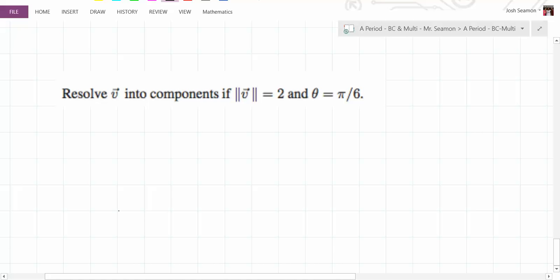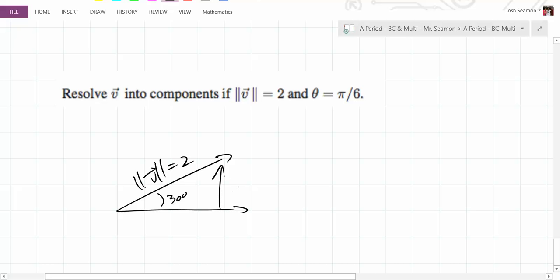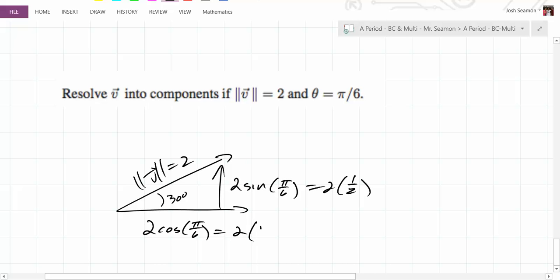So what are you looking at? You have pi over 6 from the horizon. What is pi over 6 in degrees? 30 degrees. And what's our magnitude of this vector here? 2. Nice. So if we want the vertical component, work backwards a little bit for me. 2 times sine of what? Thank you. And what is this going to be? 2 times cosine of pi over 6, exactly. And we know that this is going to be 2 times a half, and this one's going to be 2 times what? Root 3 over 2. So we have root 3 and we have 1.